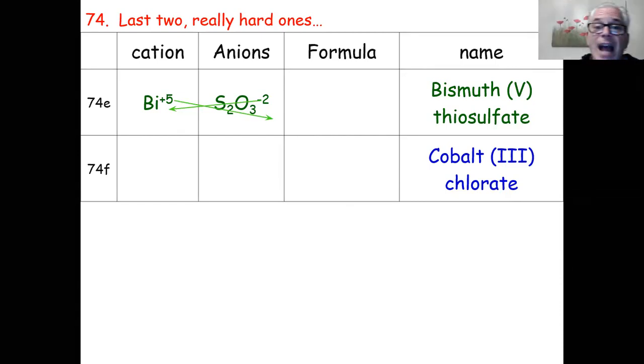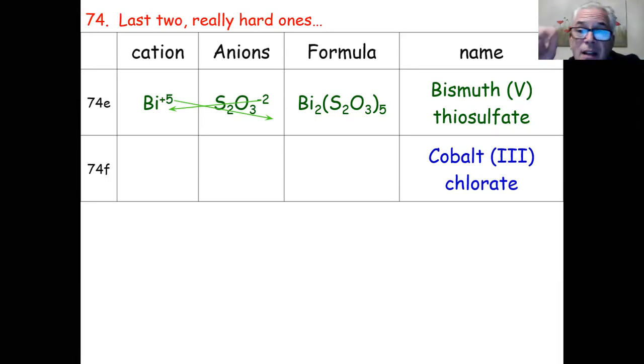And how are we going to get that? It's going to look like this: Bi2, and then in parentheses, the thiosulfate, S2O3, 5 times. Bismuth, Roman numeral 5, thiosulfate. What about the name here? Say the name of the metal cation. If it's a polyatomic, might have a middle name with a Roman numeral. If it was calcium thiosulfate, you would not need a Roman numeral because calcium doesn't have a Roman numeral.